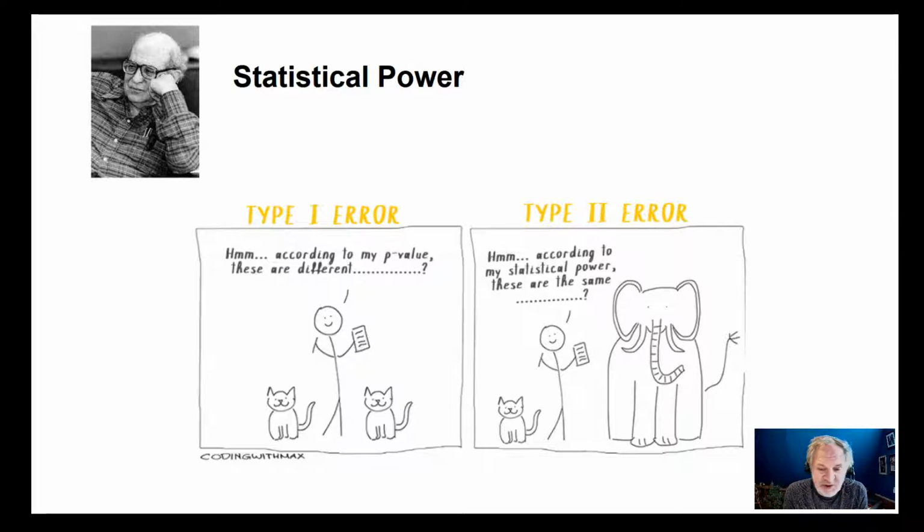Then we're going to look at type 2 errors. That's where the alternate hypothesis is true, and we fail to reject the null hypothesis. So according to my statistical power, these are the same. I didn't reject the null hypothesis, but I should have, because the alternate hypothesis is true. And therefore, what do I conclude? I conclude that there is no difference and the two creatures are the same. So we're going to focus heavily today on statistical power, which is looking at the alternate hypothesis and type 2 errors.